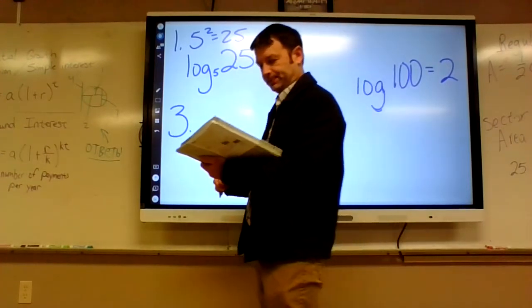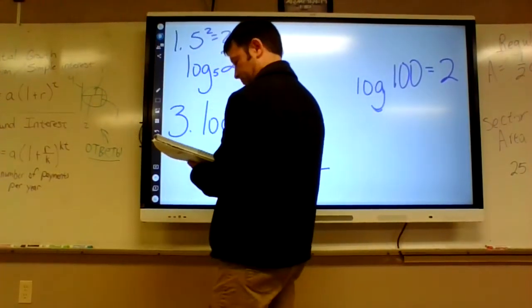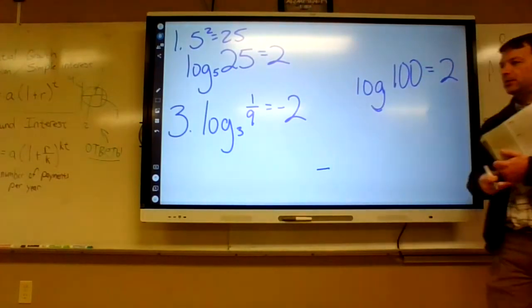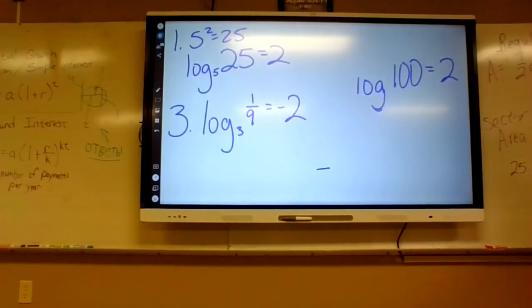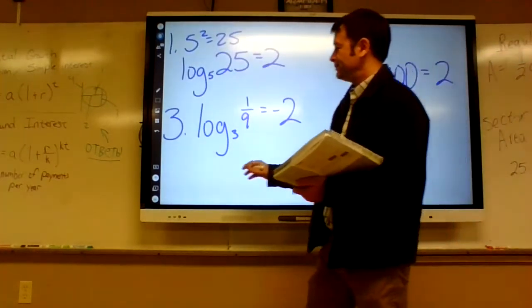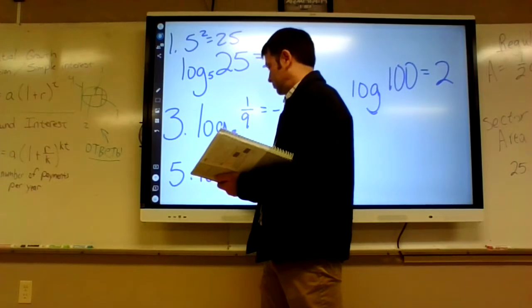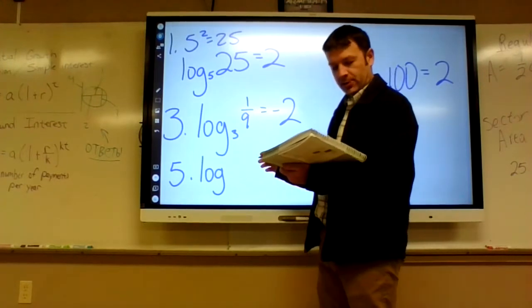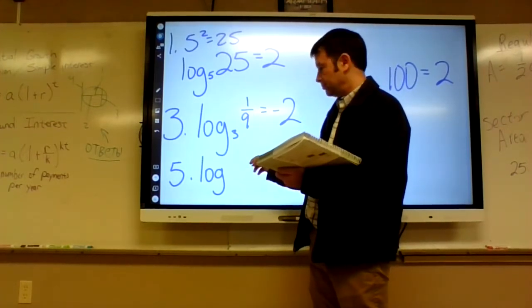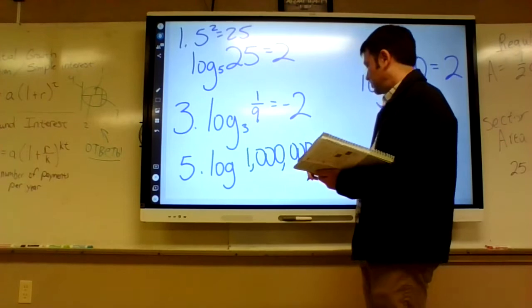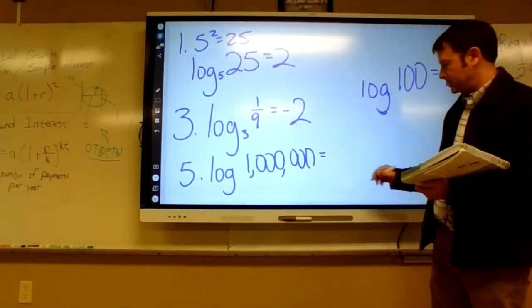David, how about number 3? Log base 3, 1 over 9 is equal to... All right, number 5. Log base 10. If you have log base 10, you can kind of skip it. Common logarithm of 1 million equals, what was it, 6?